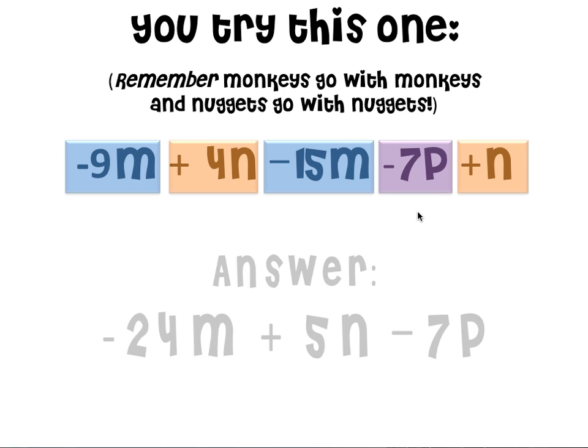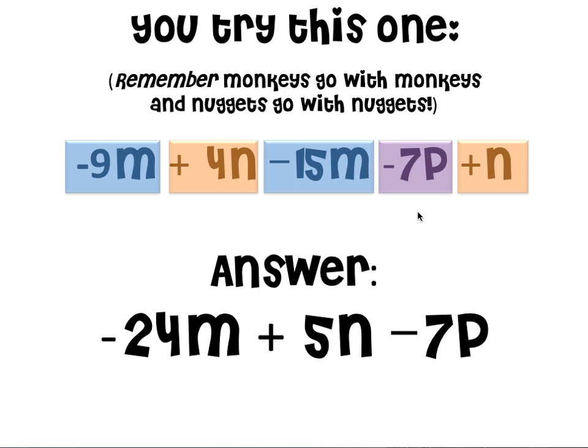Hopefully you determined that your answer should be negative 24m plus 5n minus 7p. And that's the end of your video on combining like terms.